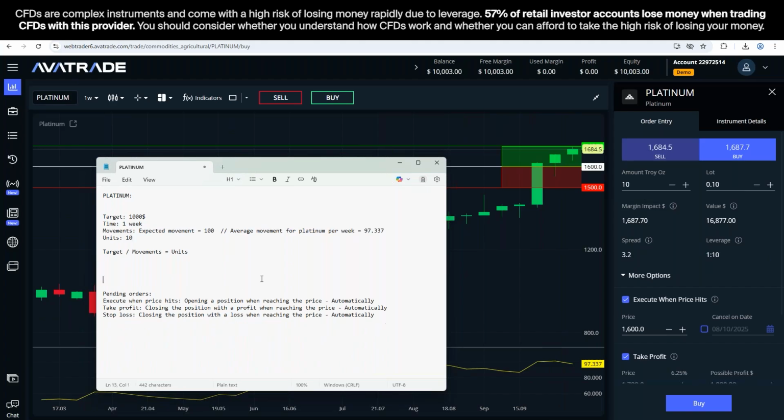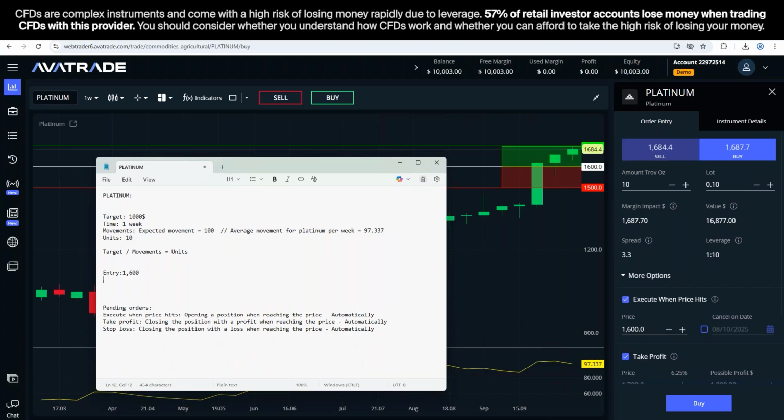Now, what I want to do at the moment, let's write down quickly our specs, and our entry is 16.00. Take profit. Stop loss, which is 17. And we go up here. Now this leads us to 10% profit or loss.